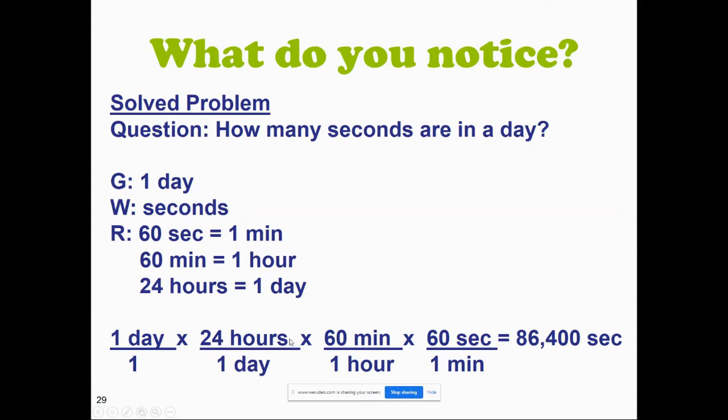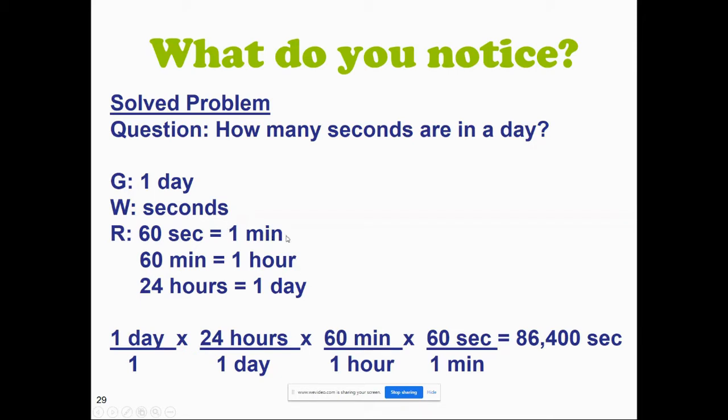But now we're in hours. Do we have a relationship that has hours in it? Oh, we have this one. 1 hour is equal to 60 minutes. We're going to put the 1 hour on the bottom so that the hours cancel out, and then we'll put the 60 minutes on the top. Our hours have canceled out. Now we have minutes.